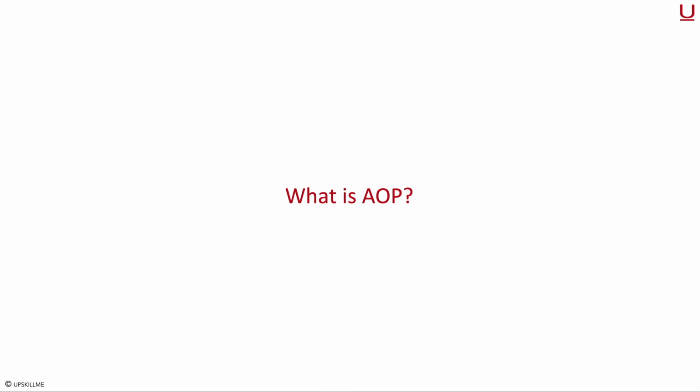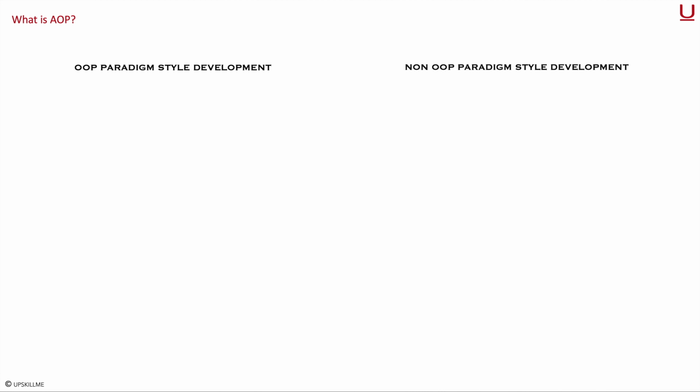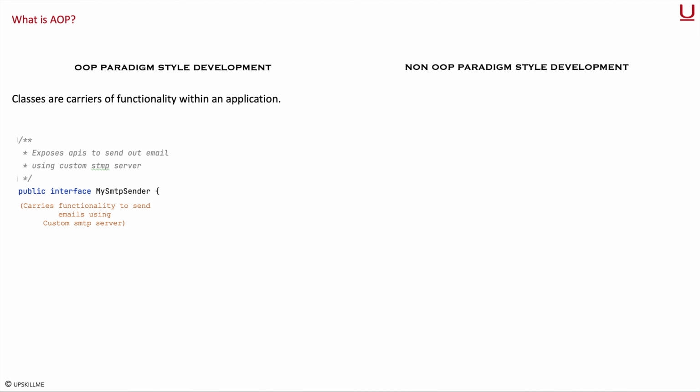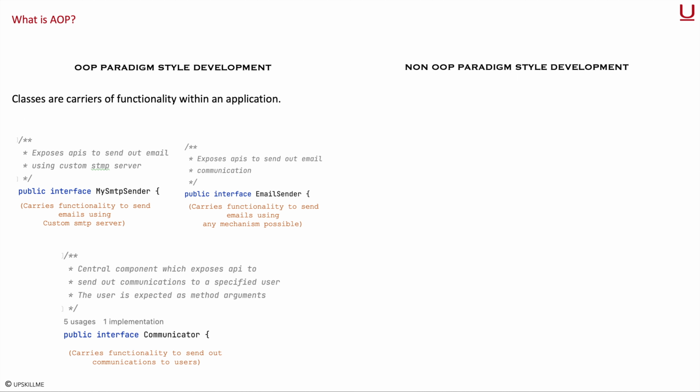Let us understand AOP conceptually. Up until now, whatever concepts we have learned are majorly from the perspective of beans or regular OOP paradigm style development. In this development scenario, we basically assume classes to be the carrier of functionalities within an application. For example, we have email sender and its default implementation to provide us email sending functionality.